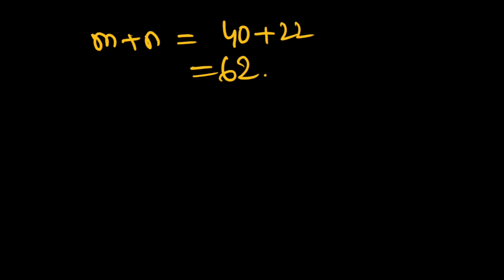Therefore m plus n, as the question asks for the value of m plus n, is 40 plus 22, that is actually 62. So therefore 62 is the correct answer.